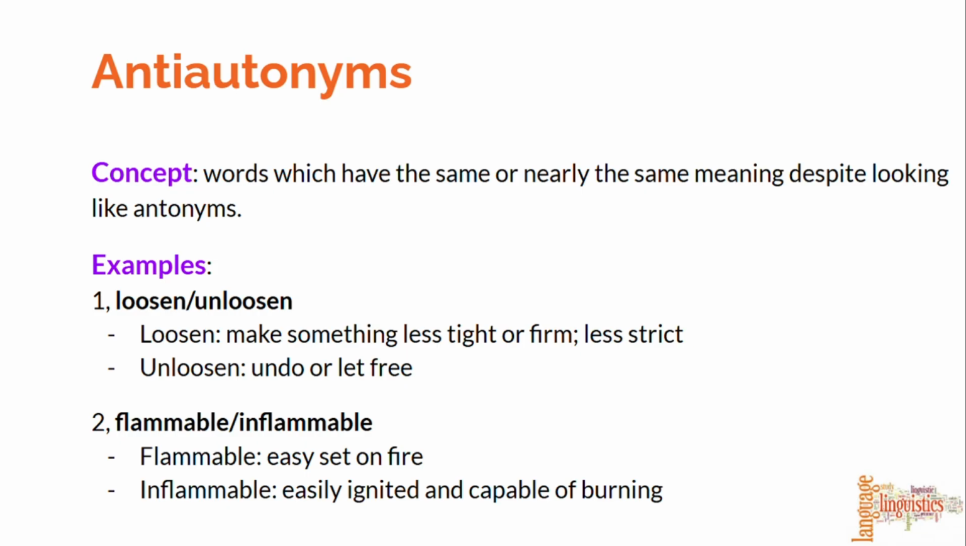Let's look at the second pair, flammable and inflammable. On the surface, from their appearance, they look like antonyms, it seems like one another's negation. However, they also mean the same. Flammable, by definition, is something easy to set on fire. And inflammable, by definition, is something that is easily ignited and capable of burning. So they have the same concept of burning.